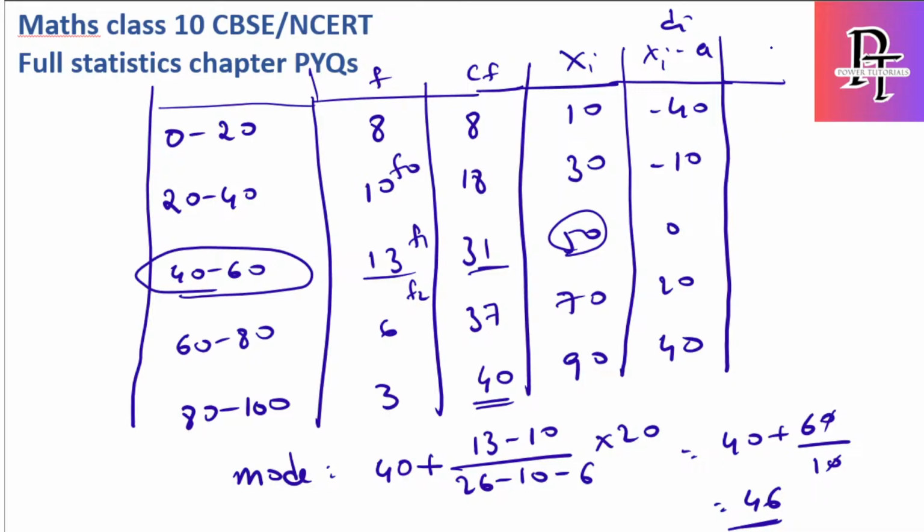Now fi di, I will write it here. fi di is this into this, which is minus 320, 10 into minus 10 is minus 100, this is 0, 120. 3 into 40 is again 120. So this becomes minus 420, whereas this becomes 240. So this becomes minus 180. I'll write in the next slide for mean.